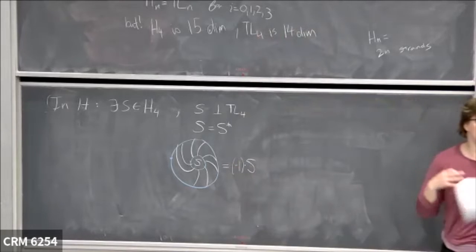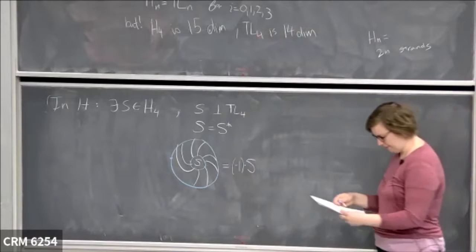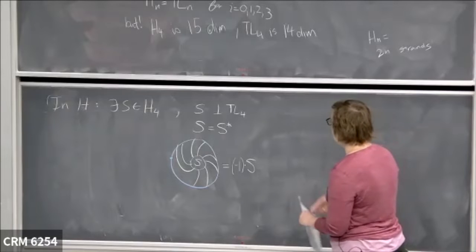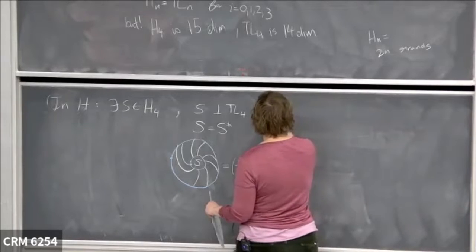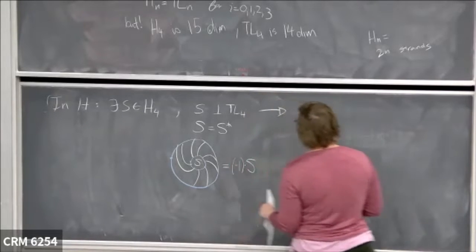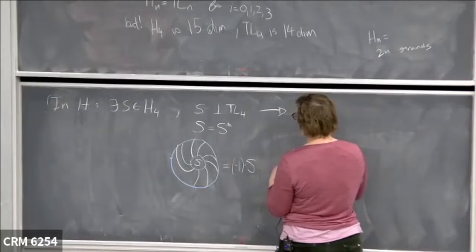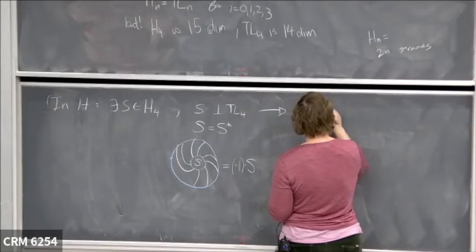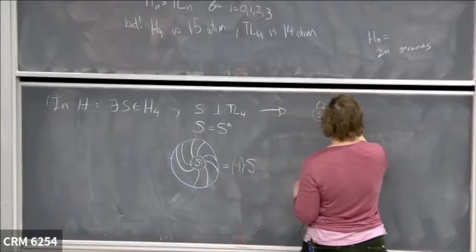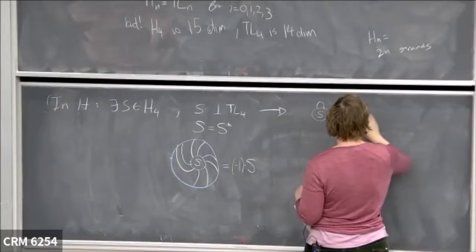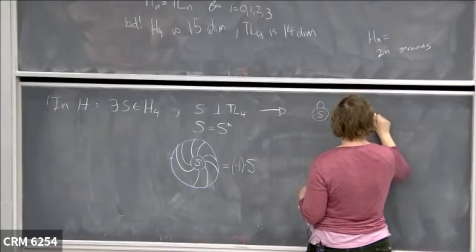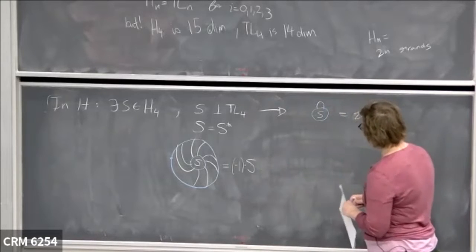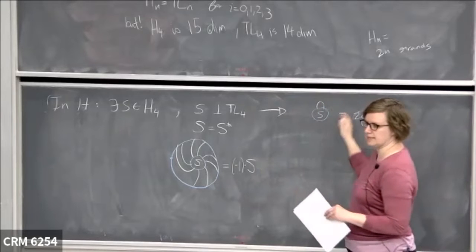Okay, but this isn't even close to everything that we can say. From this statement that S is perpendicular to Temperley-Lieb, we can conclude that if we have an S and we put a cap anywhere on its outside, we should get back 0. Okay, and that's true for any position of this cap around the perimeter.